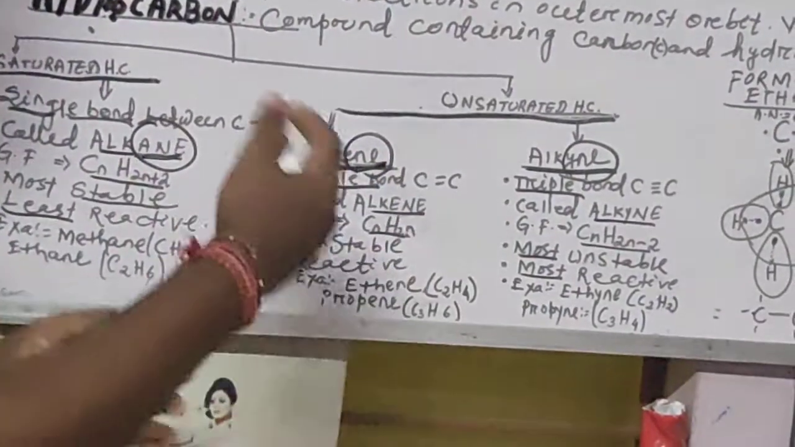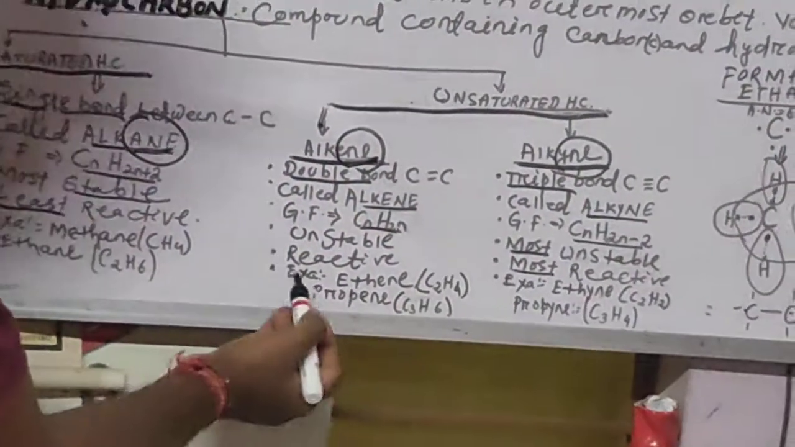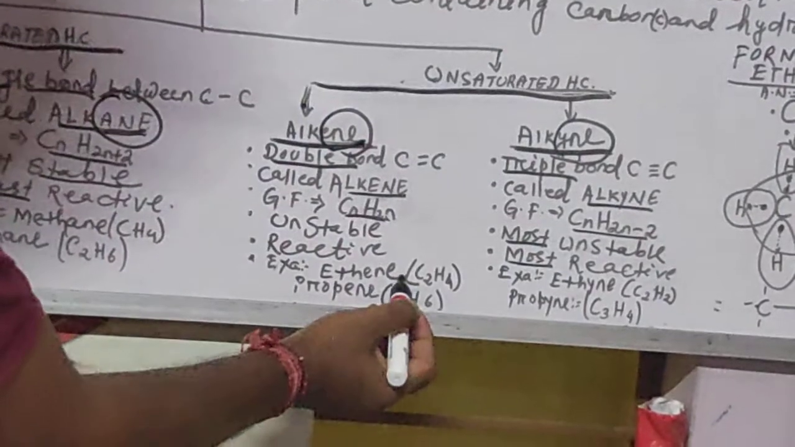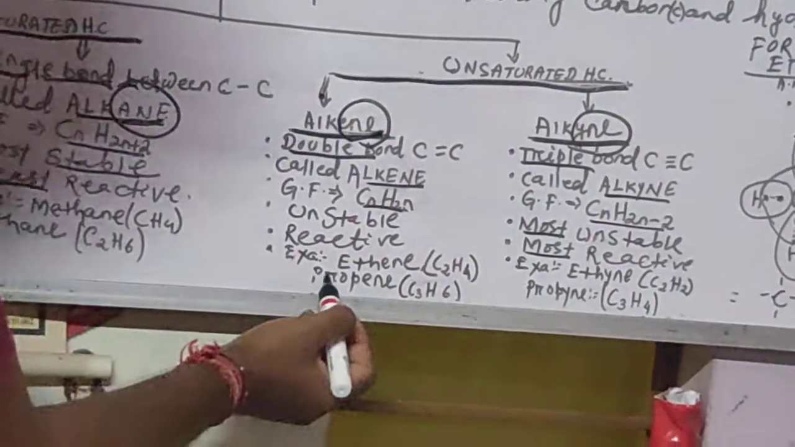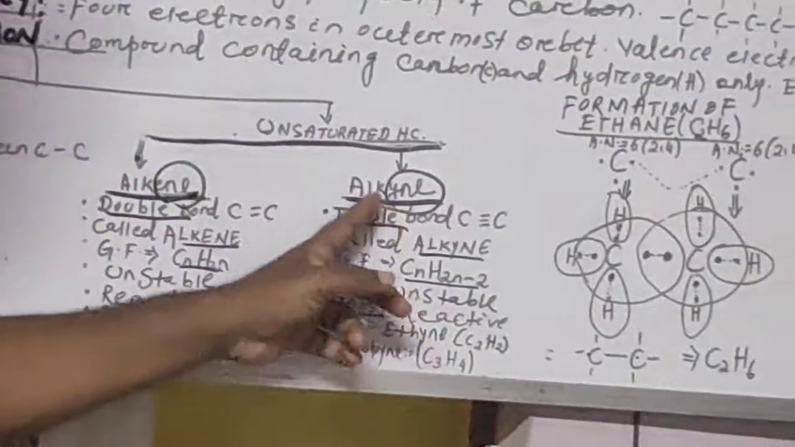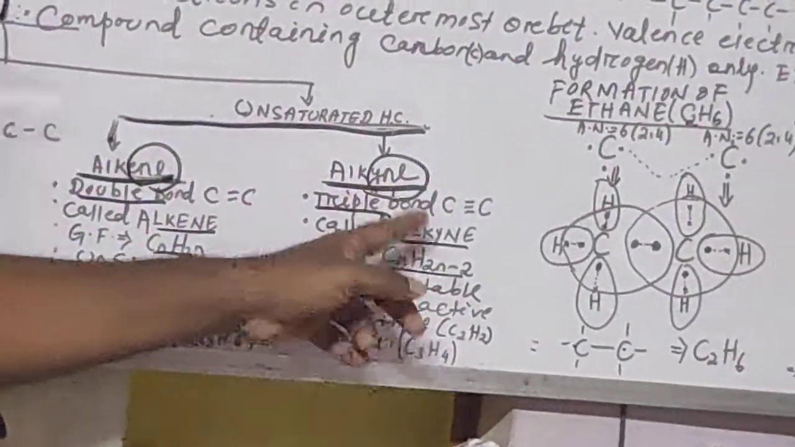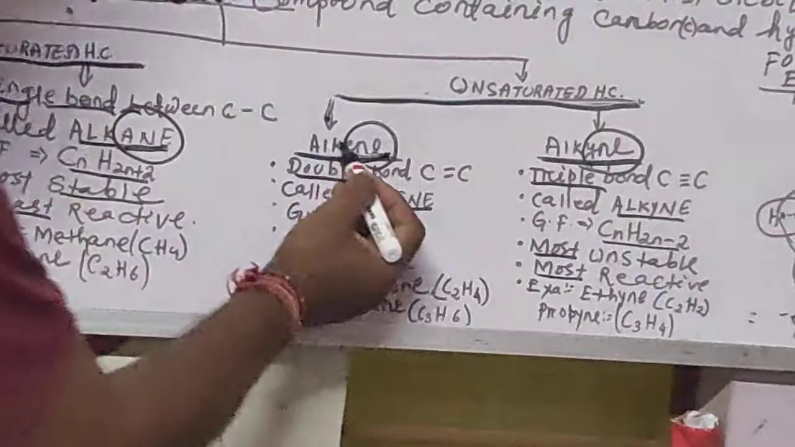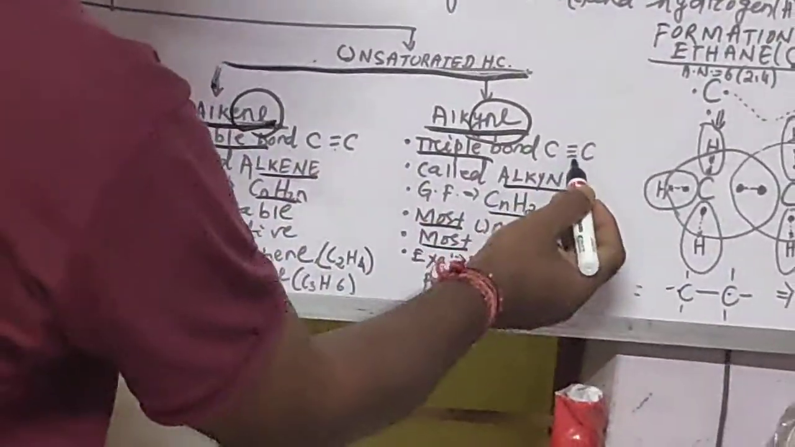This also tries to react with others. Example: ethene, ENE, C2H4. Propene, C3H6, 3 and 6. Similarly, another type of unsaturated hydrocarbon is alkyne, YNE, the triple bond. ANE means single bond, ENE means double bond, YNE means triple bond.